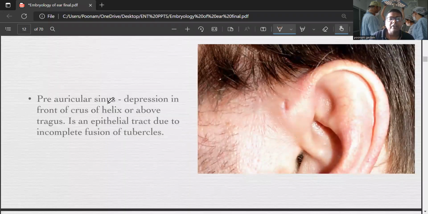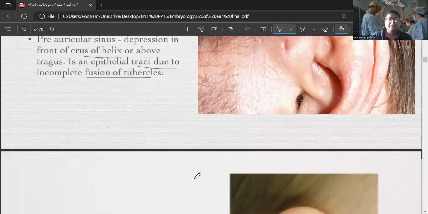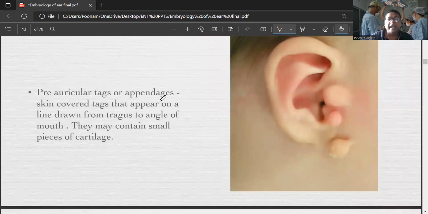Preauricular sinus. What do you mean by preauricular sinus? It is a depression in front of the crest of the helix or above the tragus. It is an epithelial tract due to incomplete fusion of the tubercles. Preauricular tags or appendages are skin-covered tags that appear in the line drawn from the tragus to the angle of the mouth.